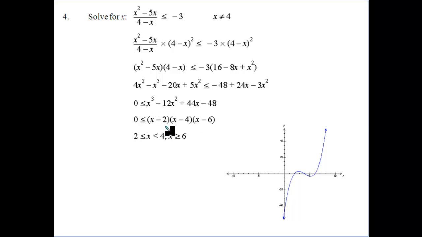And I've done it here for you: x minus 2, x minus 4, and x minus 6. So there's our roots there, 2, 4, and 6. And what we end up having then is to look at where that curve is greater than. So between those and after there, again, because x can't equal 4, we've got to make sure we don't put an equal sign on that point there.